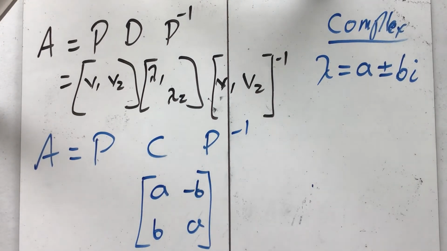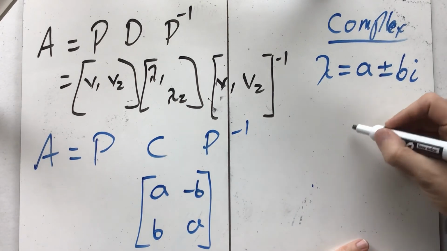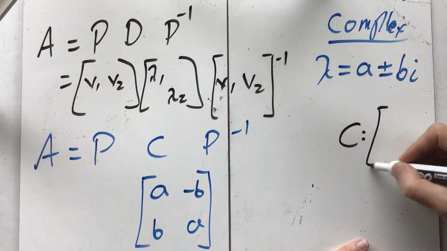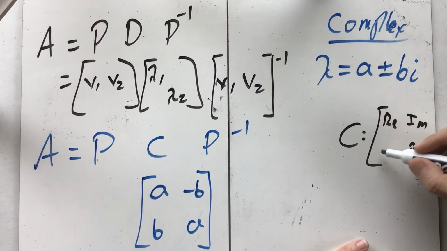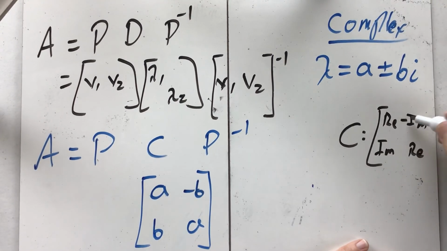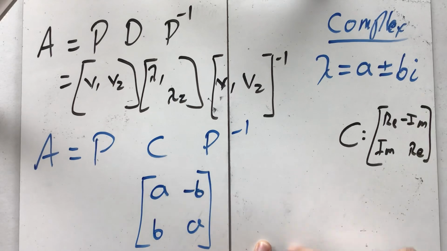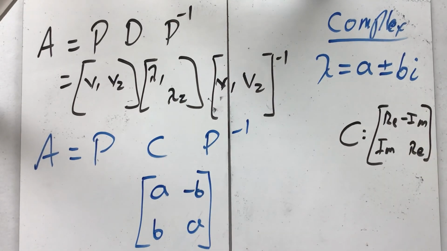But so we're always going to write our vectors, our matrix like this. We're going to write our C matrix with our real parts here, and then our imaginary parts here, except we're going to put the negative on one of them. It doesn't matter which one you put the negative on. I'll always put it right there. Okay, so there's our negative one.